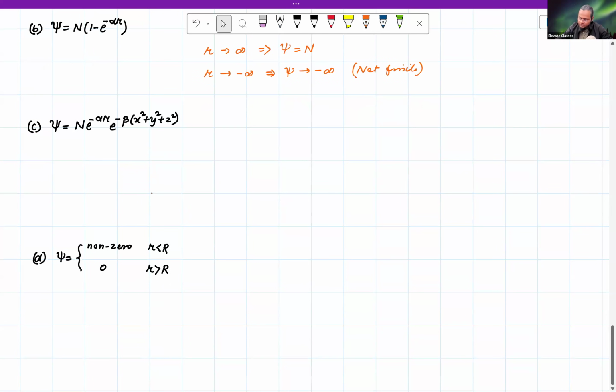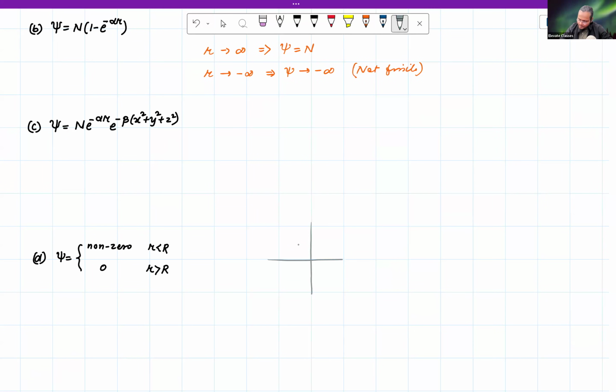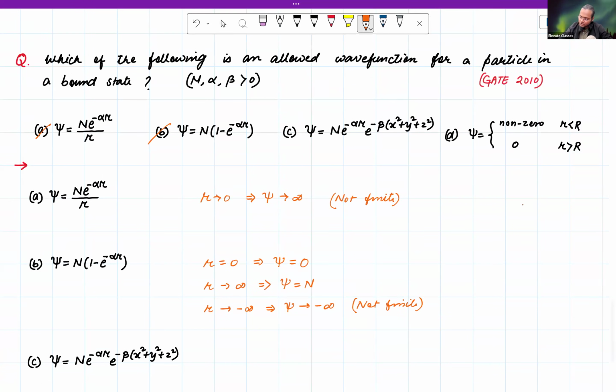आखिरी option एक देख लेते हैं, बहुत simple है. Last option, if you have this kind of a wave function जहाँ पे you plot with respect to r and you plot with respect to psi, then it is non-zero for r less than capital R, है ना. और it is zero for r greater than R यहाँ पे, तो ये क्या हो गया? This is discontinuous. Discontinuous होगा तो derivatives will blow up. Therefore this is also not possible.